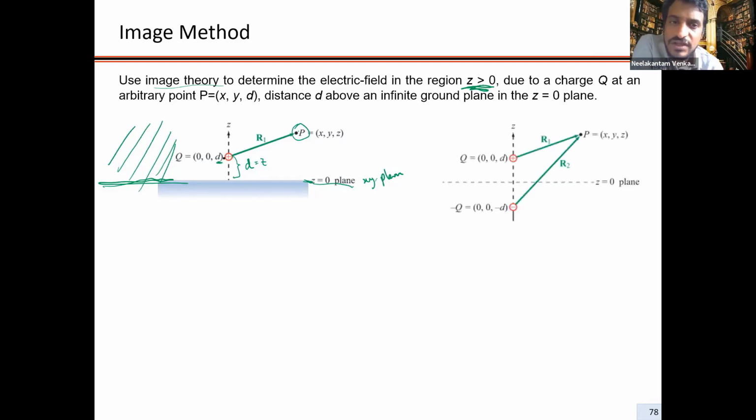So you can apply image theory then immediately to tell that my real scenario is, if I want to find the electric field in this region, at any point in that region, which is x, y, and z, the source is not just one charge, but there is also an image charge, which is minus d away. So if this is plus q, then this guy is minus q. So all that now remains is there are 2 point charges now.